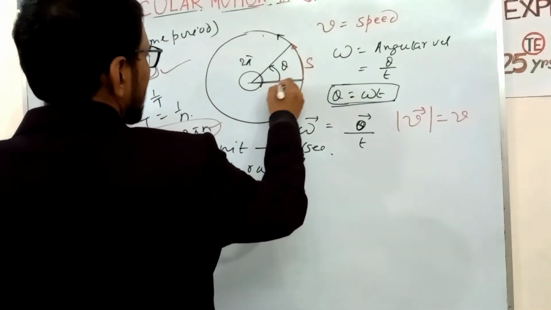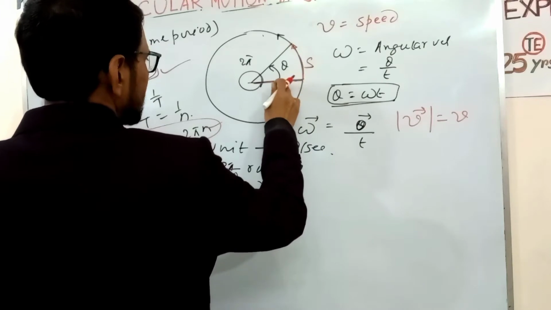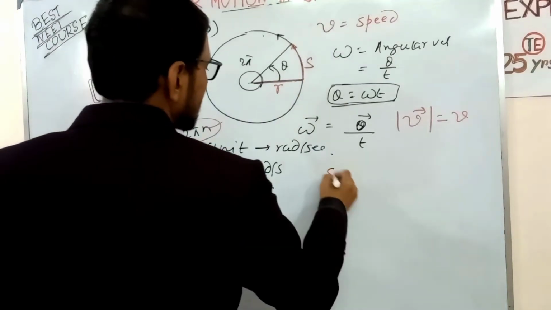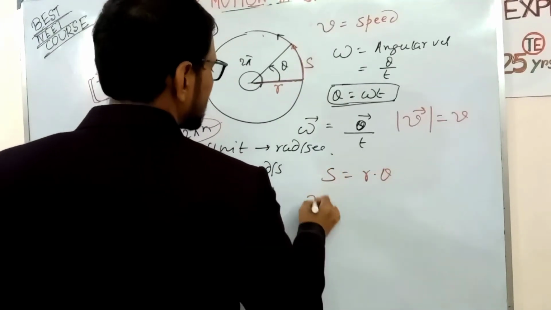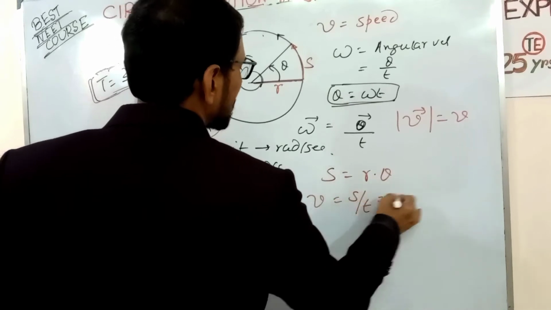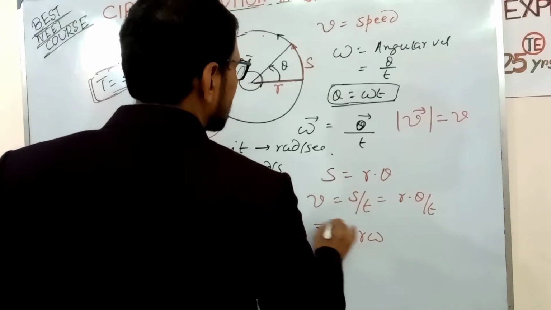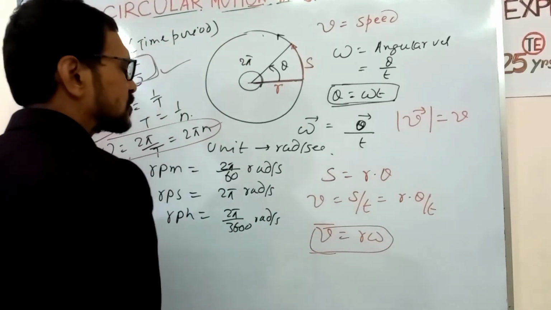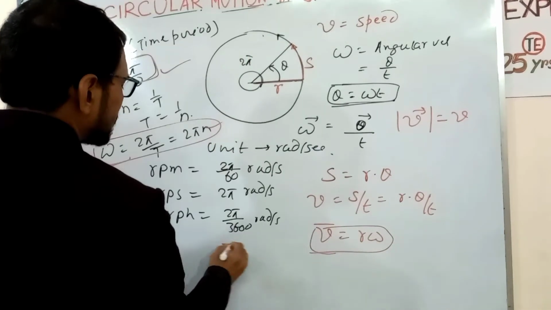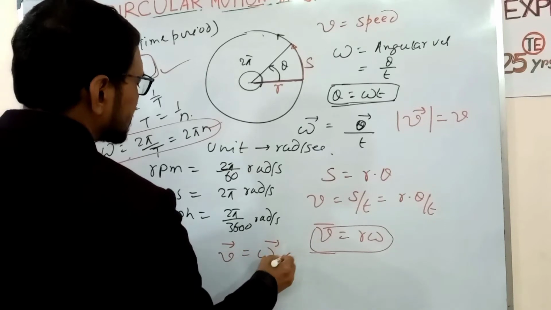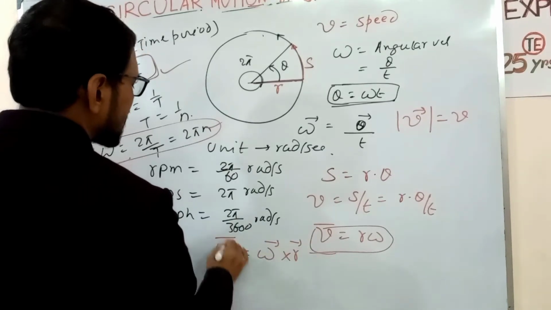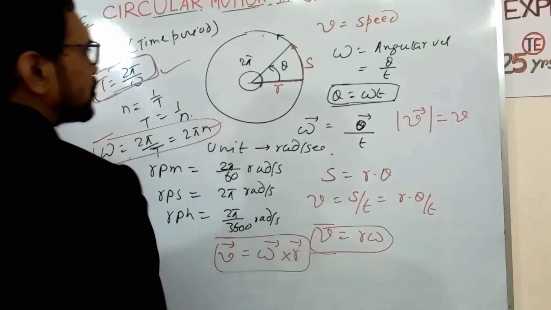So if r is the radius, then what is the relation? s equals r into theta. Now speed equals distance by time, so r into theta by t, that is v equals r omega. So this is the relation for circular motion, but actually in vector form this will be v equals omega cross r. In actual, v equals omega cross r.